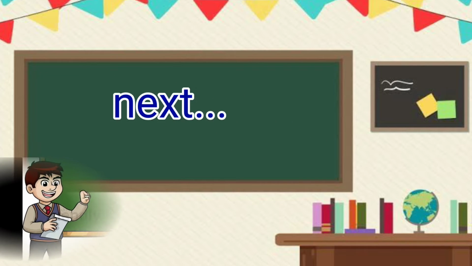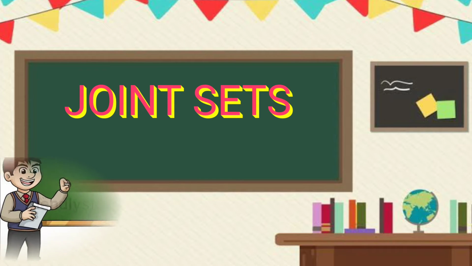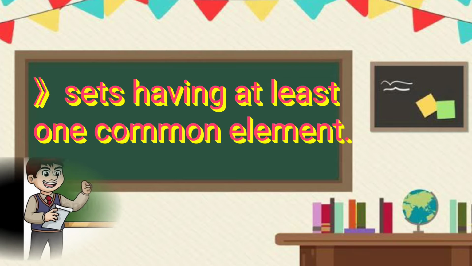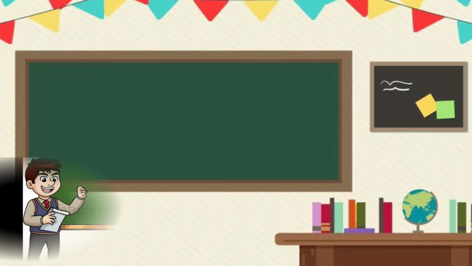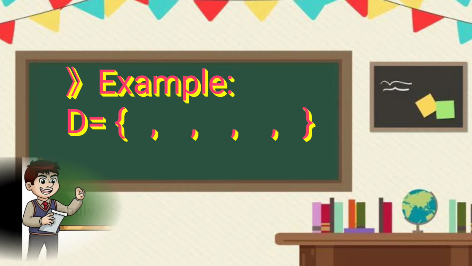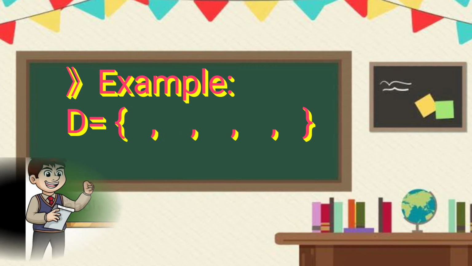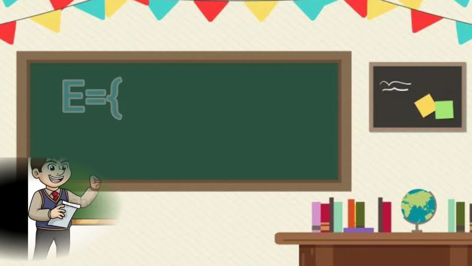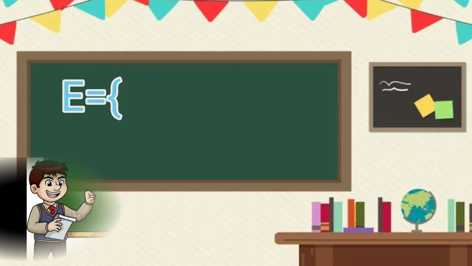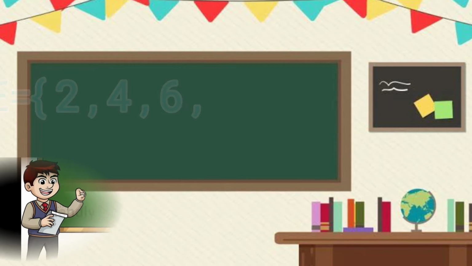The third kind of sets, we have the joint sets. Joint sets are sets having at least one common element. For example, we have set D. It's a set containing the elements 1, 3, 5, 7, 9. And set E is a set containing the elements 2, 4, 6, 8, and 9.